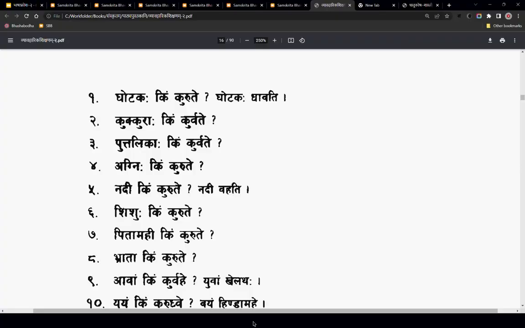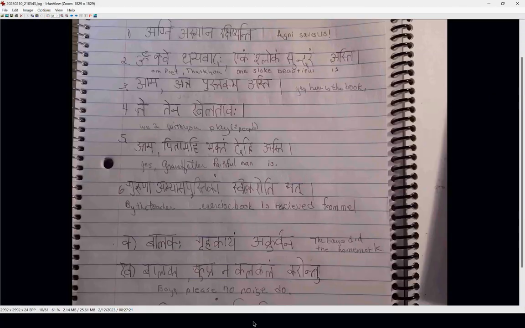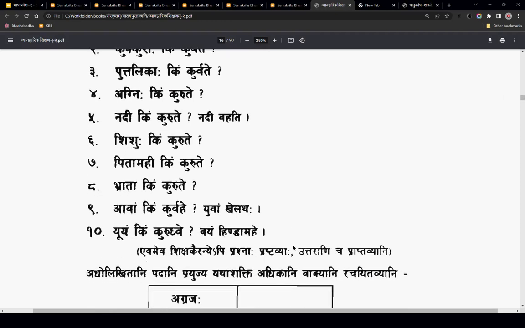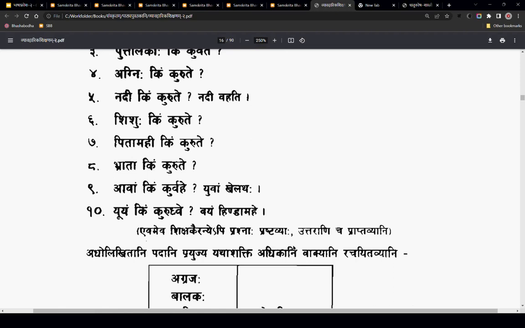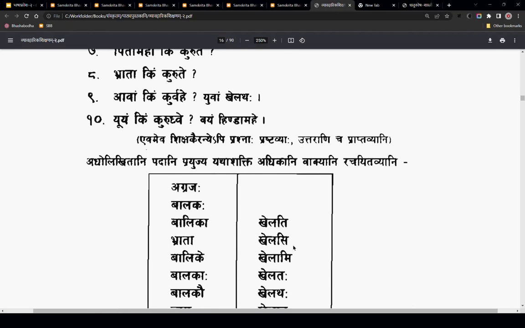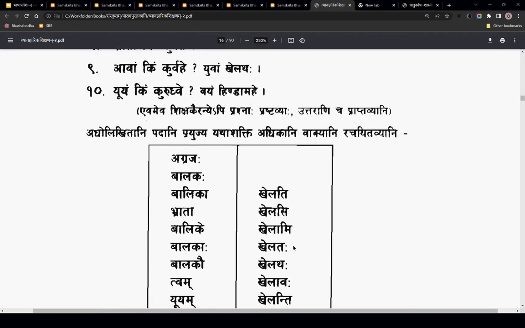Yeah, I see now that should have been singular. Sorry. Agni sevas. Nadi kim kurute, nadi vahati. Shishu kim kurute, pitamahi kim kurute, pitamahi upavishati. Dhata kim kurute, avam kim kurve, avam khyalataha. Kim kurute, vayam hindamahi.